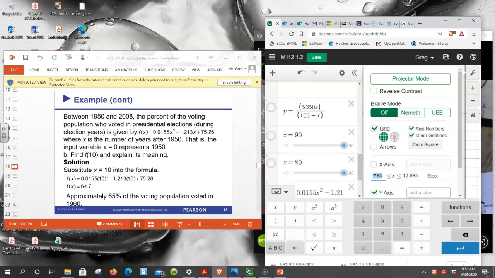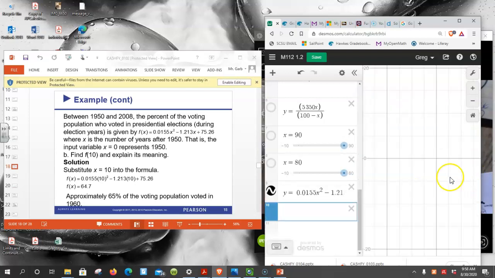So you could put that in your calculator and figure out what that is. Put 10 to 58. All right, and you put that in your calculator and figure out what that would be. So if you put 10 in there, that would tell you that in 1960, the percent of the voting population who voted in the elections, what was it? So you'd find out about 65%. All right, so if you put 10 in there, that's how you figure it out. So you would do 10 squared times this number.